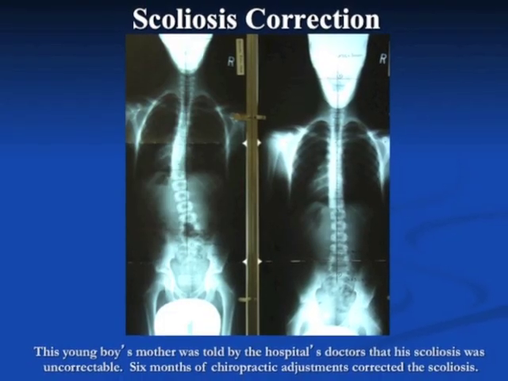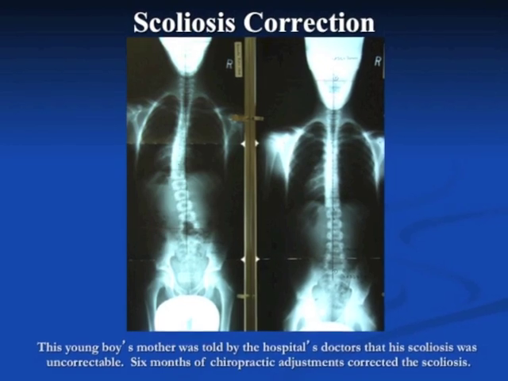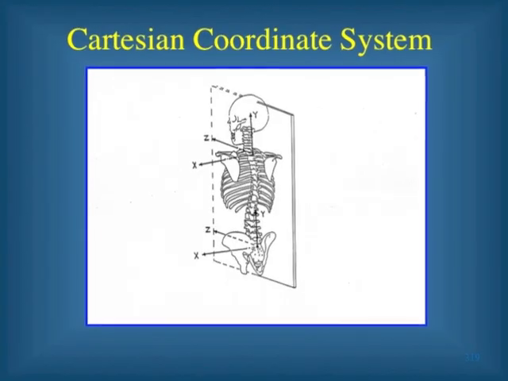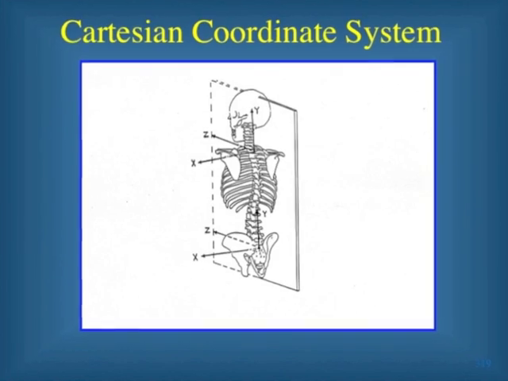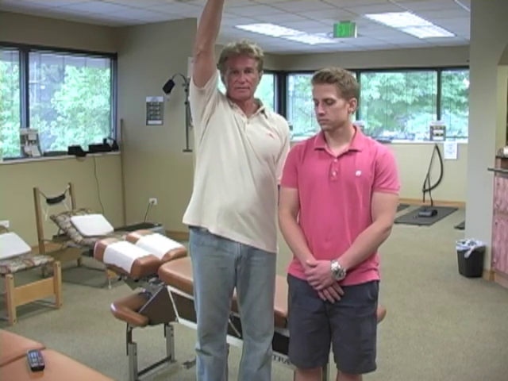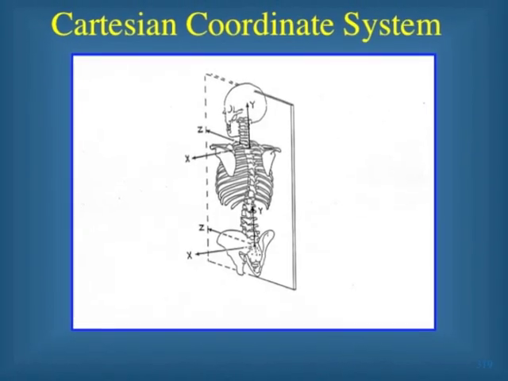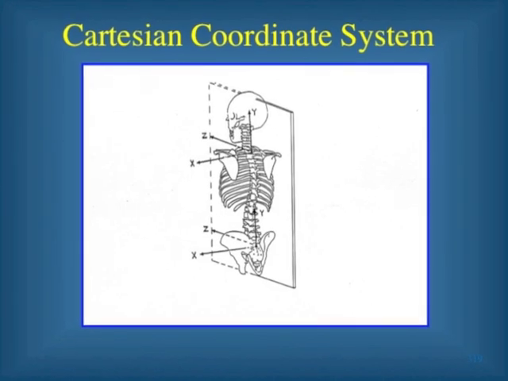So if you want to correct your spine, first of all, you need to find a chiropractor who does spinal correction. We use a three-dimensional coordinate system like they use to track satellites. It's called the Cartesian coordinate system. So basically, we have an x-axis, a y-axis that goes this way, and a z-axis that goes this way. Anywhere along those planes, the spine or the posture will move.